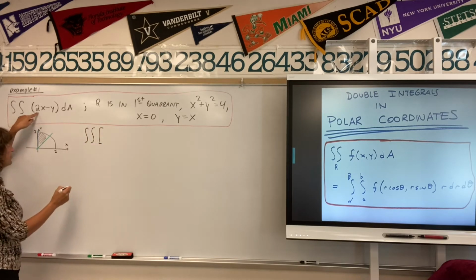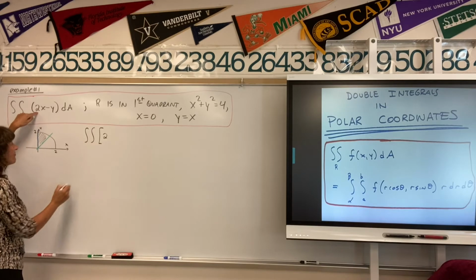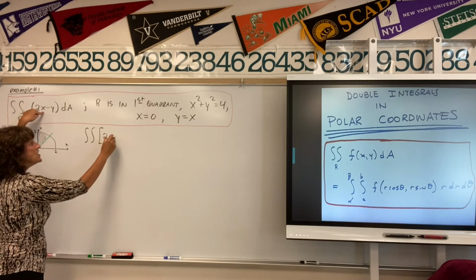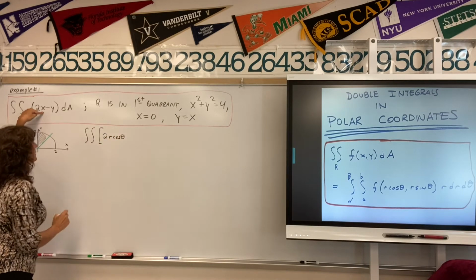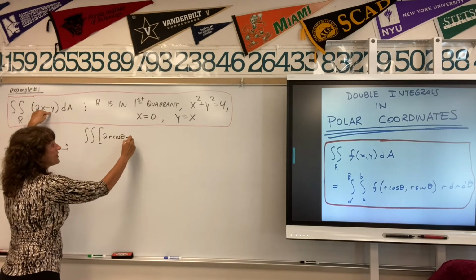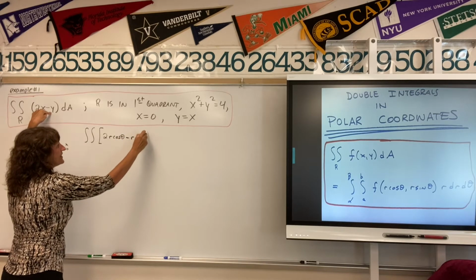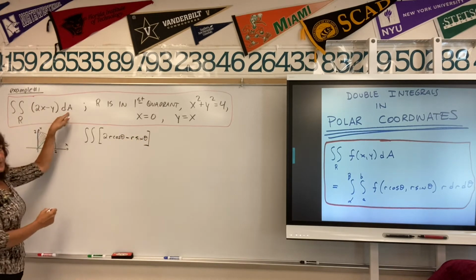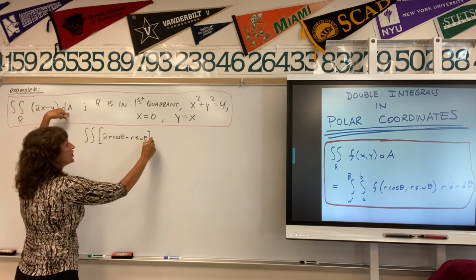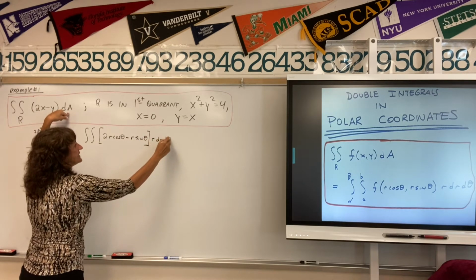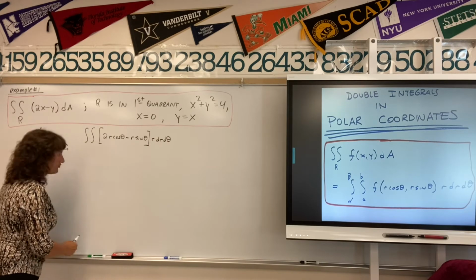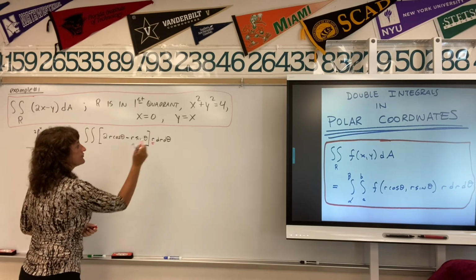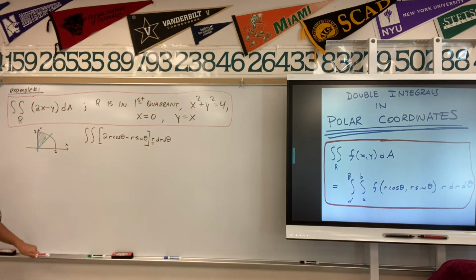So what do we do in polar form? Let's start with the integrand, we have 2x, which is going to be r cosine theta, minus y, which is r sine theta. What do I do with dA? It's r dr d theta. Don't forget the extra r. Remember that's the arc length parameter that needs to be there.